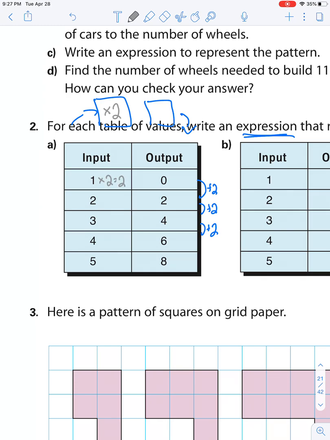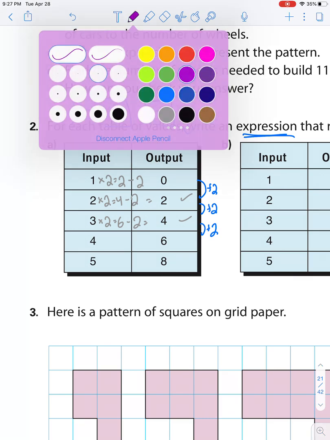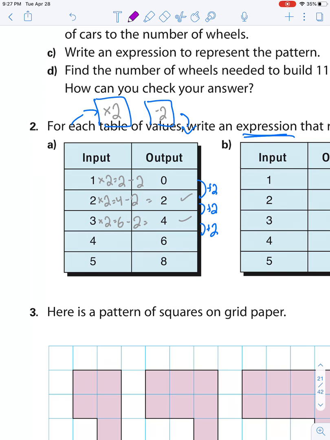So 1 times 2 is 2. How do I get to 0? I have to do minus 2, so I think it's going to be minus 2. Let's check this again. 2 times 2 is 4, minus 2 is 2. 3 times 2 is 6, minus 2 is 4. All right, there we go. So we're pretty confident that that's going to be our answer.